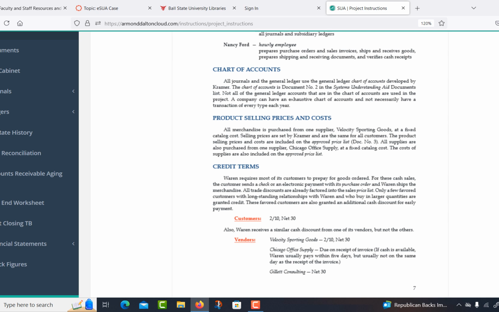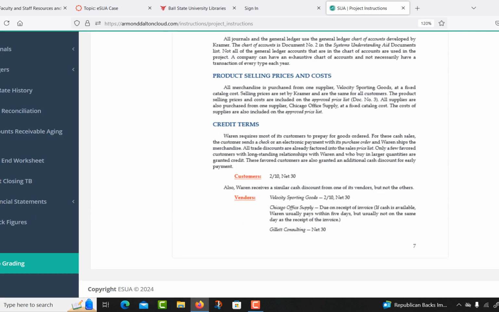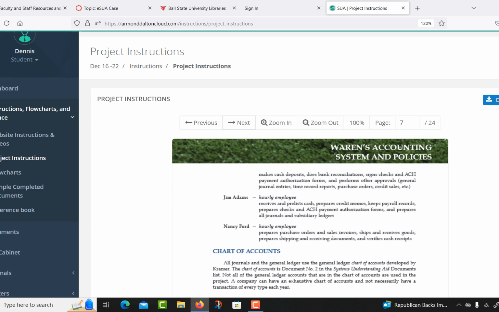Credit terms, this is important. If you sell something to a customer, you are offering credit terms of 2/10, net 30. That is a 2% discount within 10 days, net if paid within 30. For vendors, it's the same thing. Well, for Velocity Sporting Goods it is. But basically Chicago Office Supply isn't, and Gillette Consulting is not either. There's no discount for these two, but there is for Velocity. So we are going to have to compute those discounts when we pay them within the discount period.